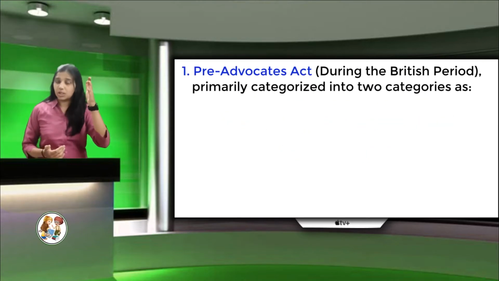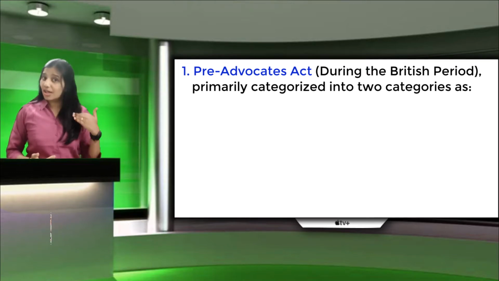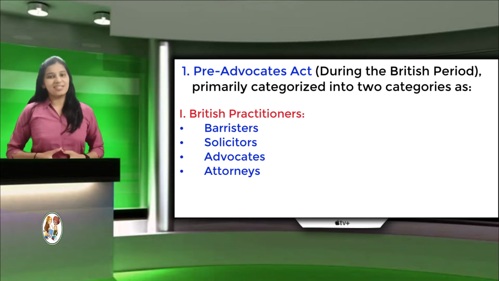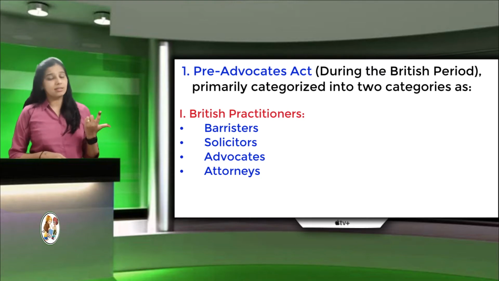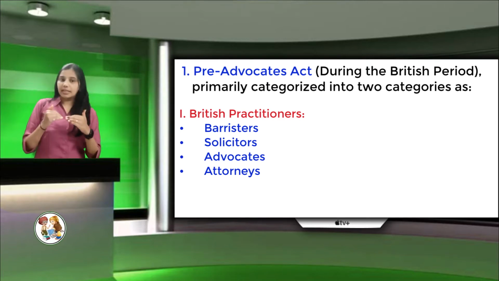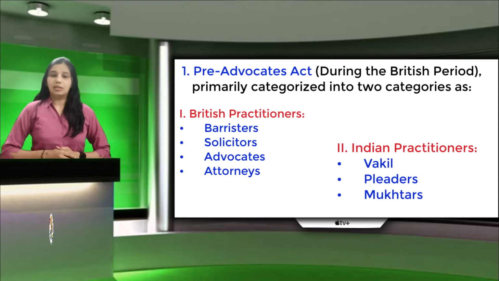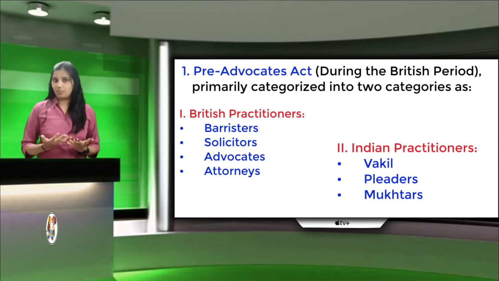That means during the British period, lawyers were primarily categorized into two categories. The first is the British practitioners, that is barristers, solicitors, advocates and attorneys. And the second is the Indian practitioners, those are vakils, pleaders and mukaddars.